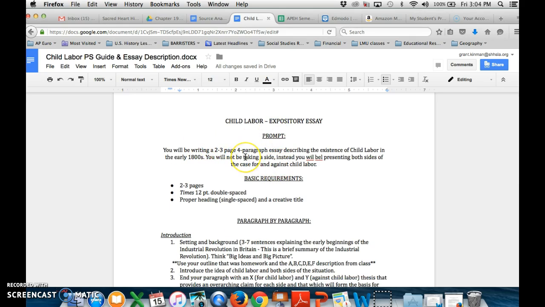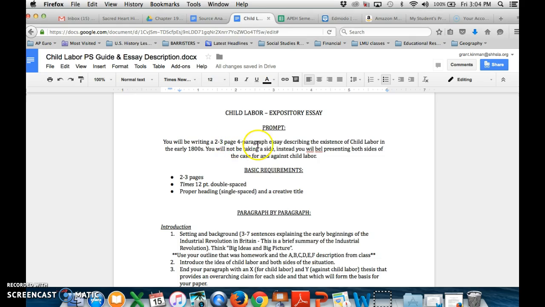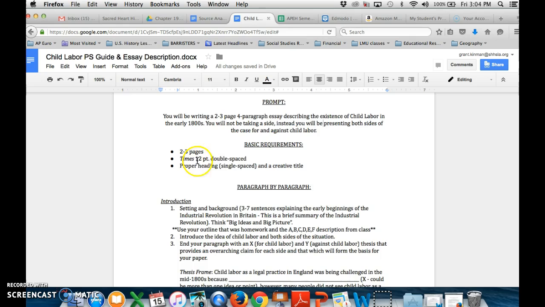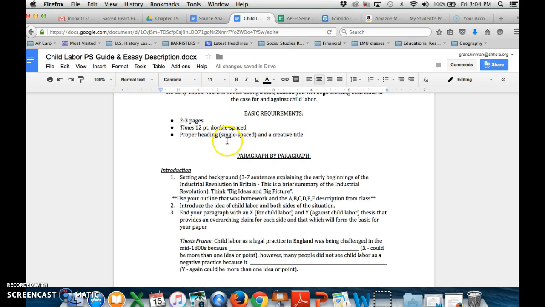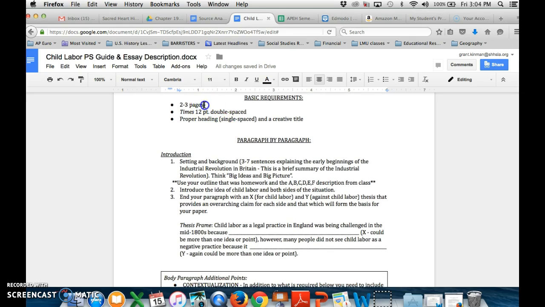What you're going to be doing: writing a 2 to 3 page essay, 4 paragraphs, describing the existence of child labor in the early 1800s. You will not, I repeat, not be taking a side. Instead, you will be presenting both sides of the case for and against child labor. Basic requirements: 2 to 3 pages, Times, proper heading, single space, creative title. When I say 2 to 3 pages, please don't turn in a paper of 1.5 pages, and please don't turn in a paper of 3.5. I mean somewhere just over 2 and just under 3.